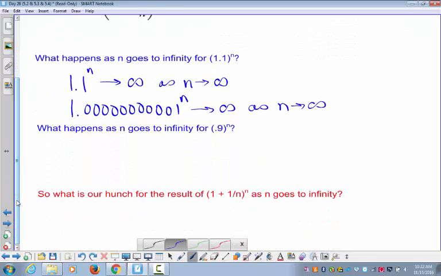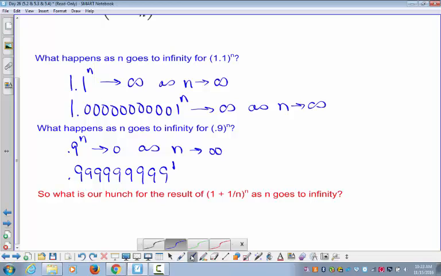And what happens if you have a base less than 1? 0.9 to the n is going to go to 0 as n goes to infinity. And it doesn't matter how tiny, no matter how close to 1 this base is, it's still going to go to 0. If you take this number with a bunch of 9s and raise it to the nth power, it's still going to go to 0 as n goes to infinity. Doesn't matter. If you have a constant base and it's a tiny bit less than 1, as n goes to infinity, it's going to 0.